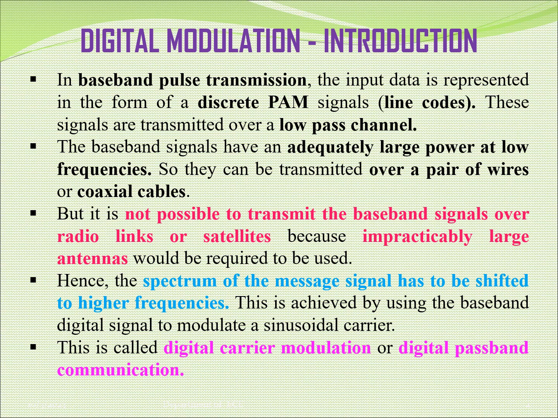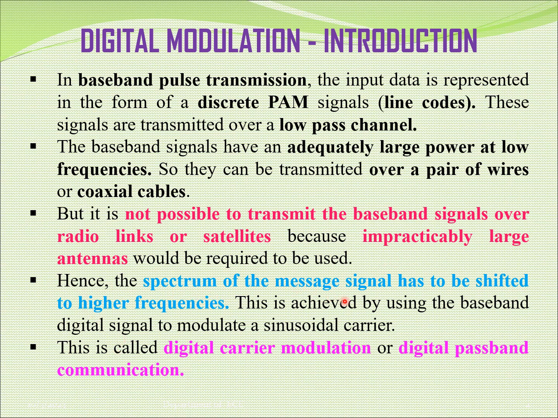Normally, without modulation, what we call baseband pulse transmission, the input data is represented in the form of line codes, right? And the baseband signals have large power at low frequencies. So normally we prefer to transmit the baseband signals over a pair of wires or coaxial cables. But it is not possible to transmit the baseband signal over radio links or satellite, that is over long distance communication, because we need large antennas which are not practically possible.